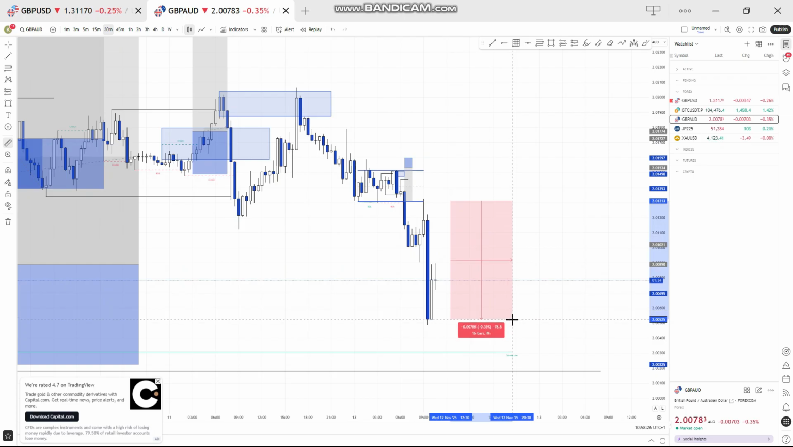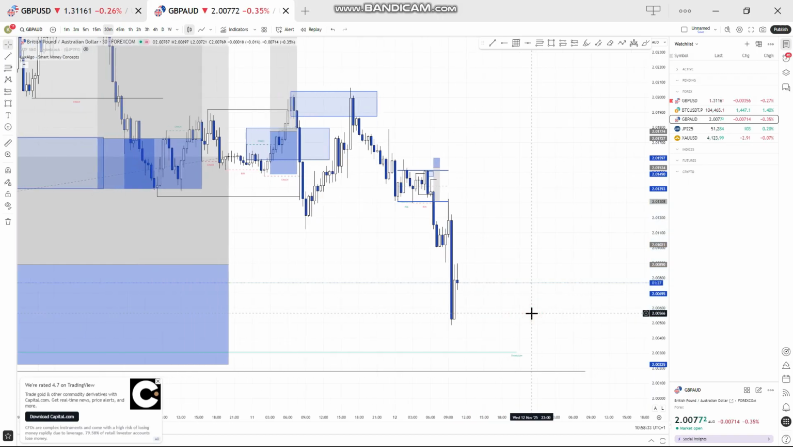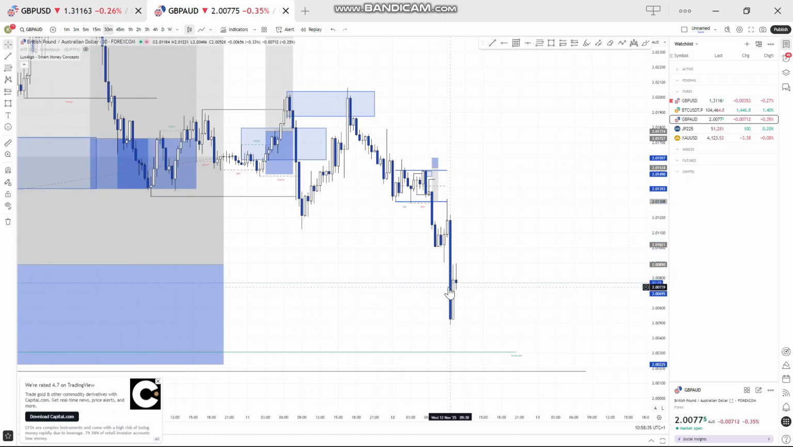This already is a lot, about 78 pips in just a couple of hours, but I've been waiting to get that in days. This pair is pretty crazy.